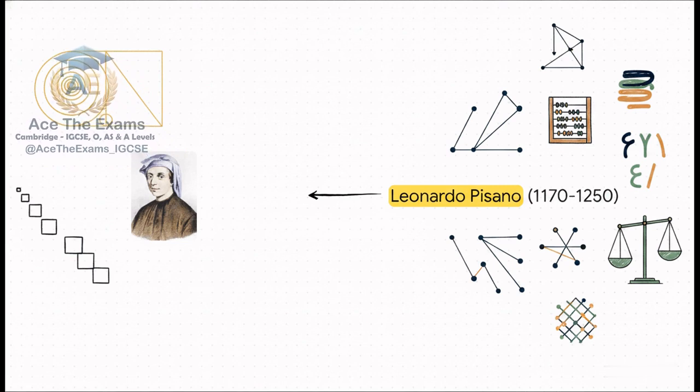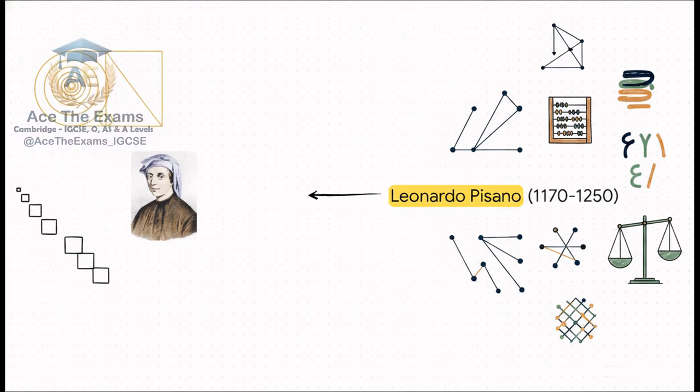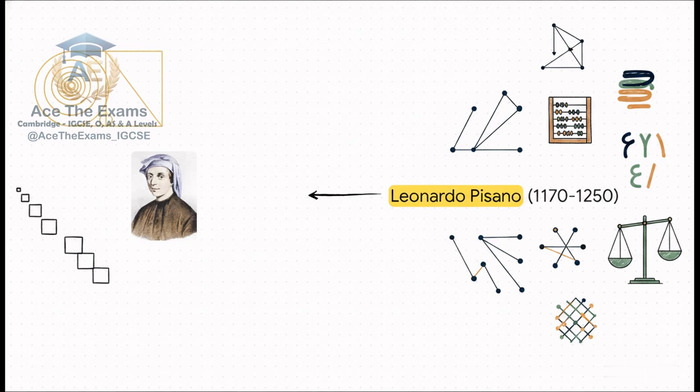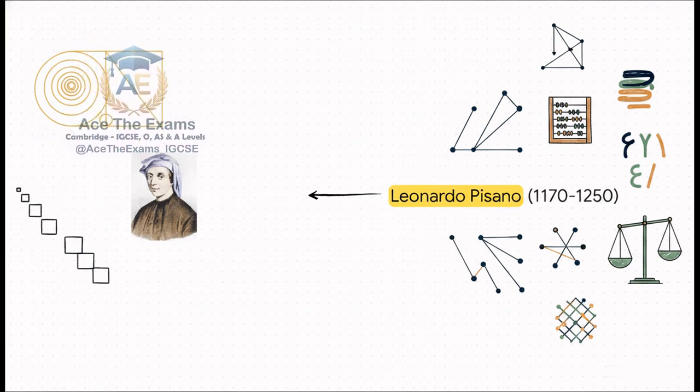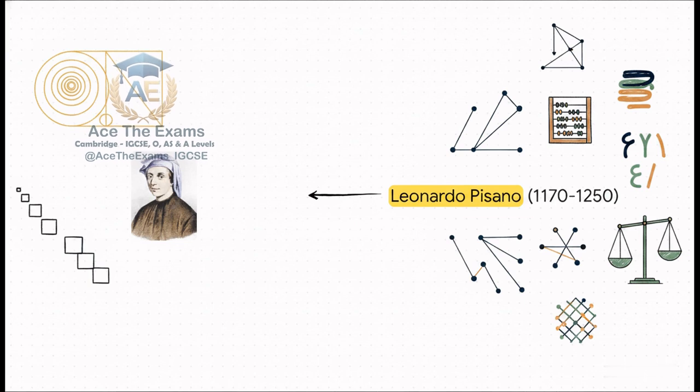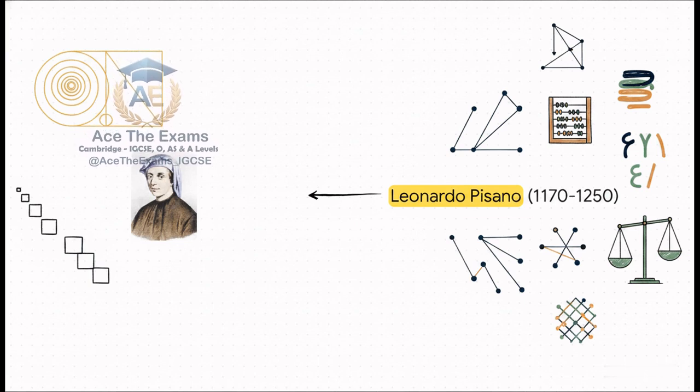Living from 1170 to 1250, he played a massive, absolutely crucial role in math history. He essentially introduced new arithmetic methods to Europe, bringing in things like the decimal system, algebra, and the lattice method of multiplication. But here's the thing, he didn't invent these in a vacuum. He studied the incredible work of Hindu, Persian, and Arab scholars.